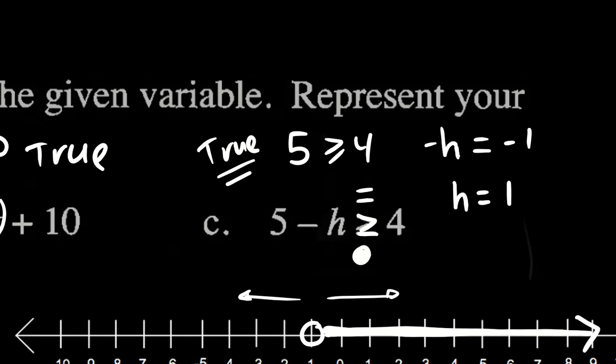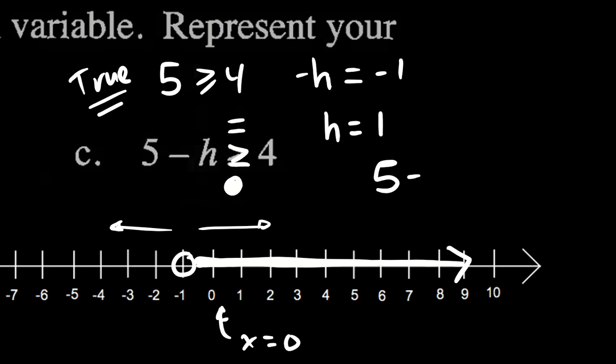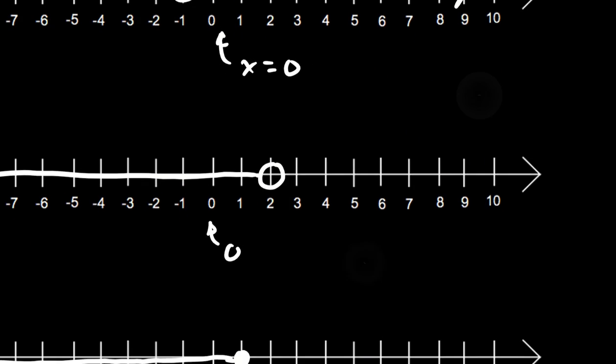Let's check -7. If I put -7 in there, this is going to become 5 minus -7, because I'm plugging in -7, which is 12. And 12 is, guess what? It's greater than or equal to 4. So all of these points below are solutions.